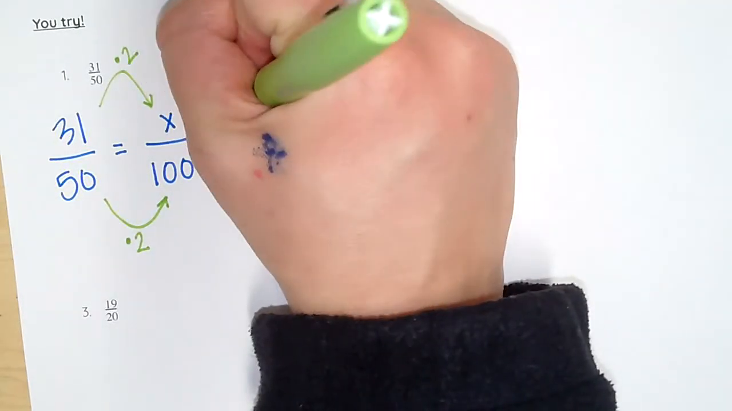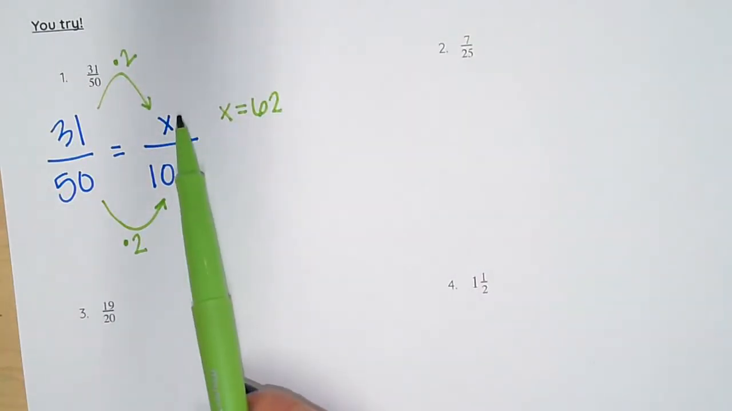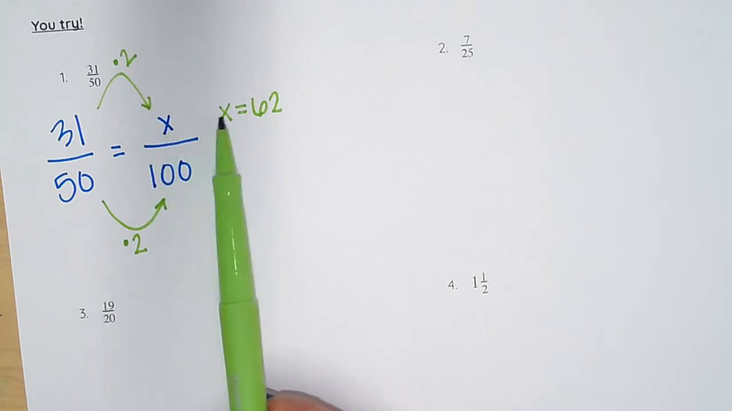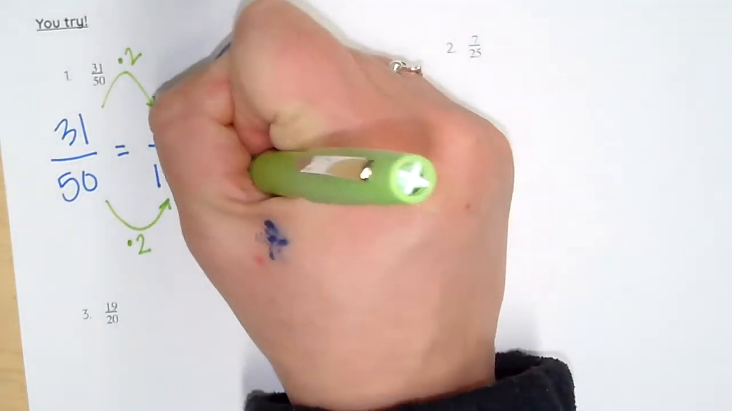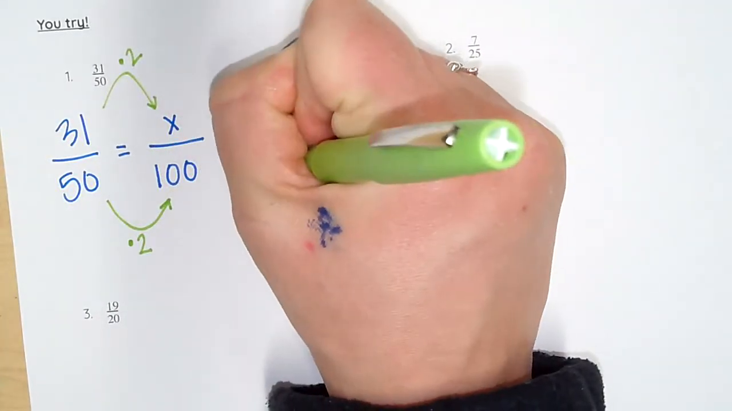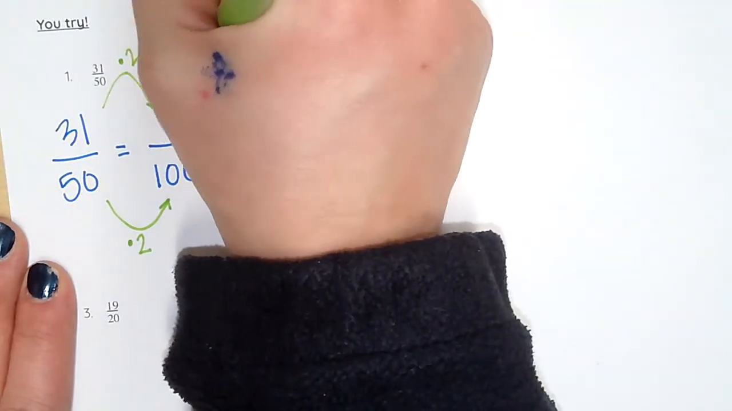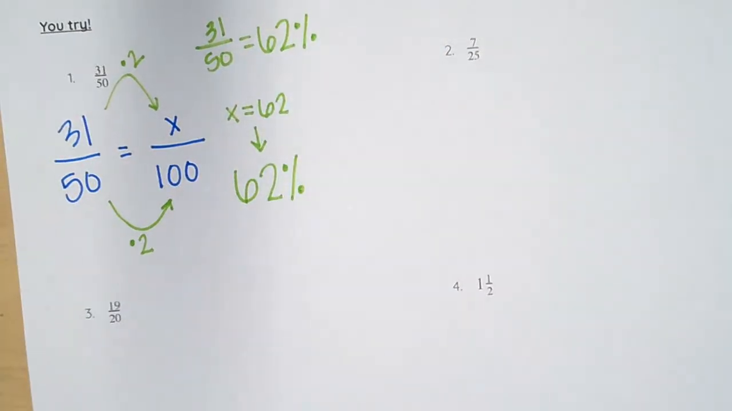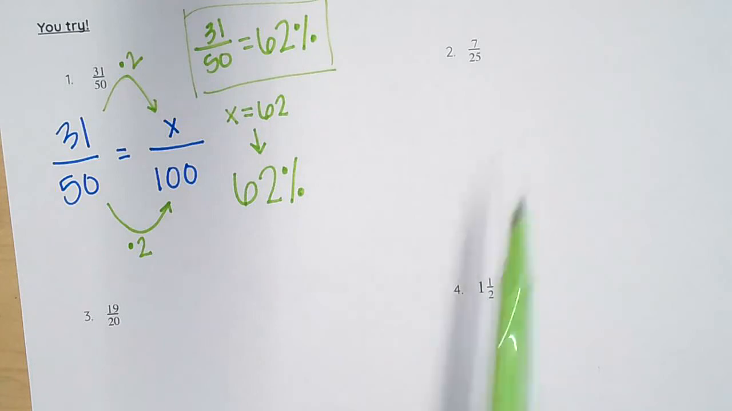Now, when I write X equals 62, I don't say X is 62%, because then I'd be reading 62% per 100, which is incorrect. So X equals 62, meaning that the percent is 62%. 31/50 equals 62%. Kind of, sort of. All right, let's try this next one here.